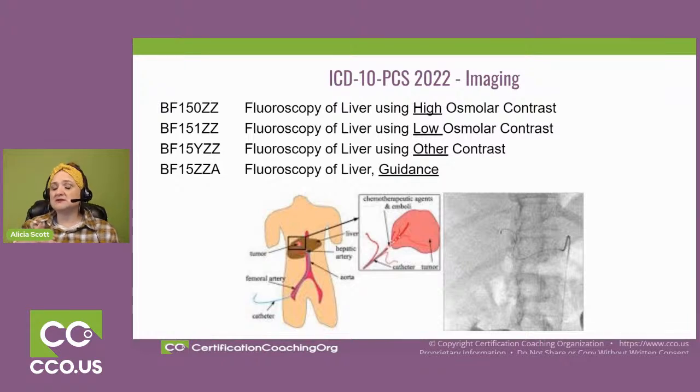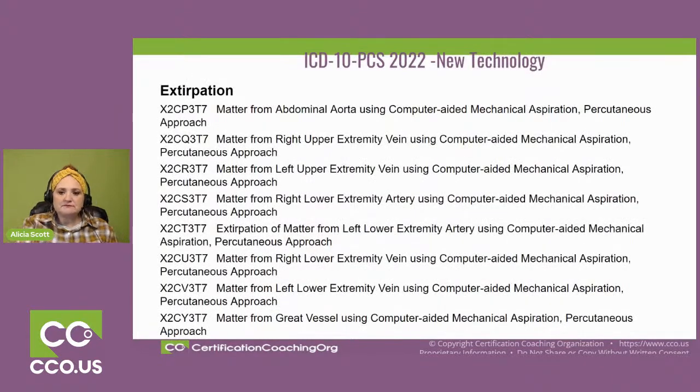Remember, with just about every one of the code sets, when you see the term other, that means we have specificity, we just don't have a code for it yet. So we know it's very common to have high and low osmolar contrast, and also sometimes there's guidance involved. But as they add different types of contrast, then maybe it'll be added to the code set, maybe next year. We'll be talking about it then.